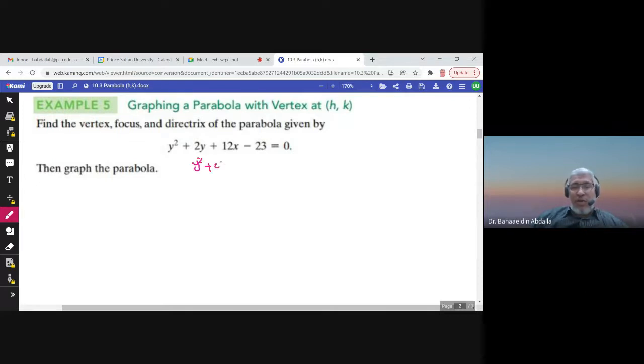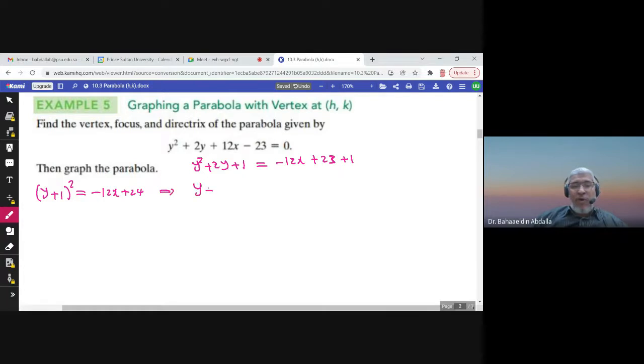So y square plus 2y, I'll keep it on this side, and I take 12x to the other side, and 23 also. And now what is the number I need to add? Half the coefficient of y, so 1. You added 1 here, so you add 1 here. So now I have these 3 terms. I can write them as a perfect square, y plus 1 to the power 2, equals negative 12x plus 24.